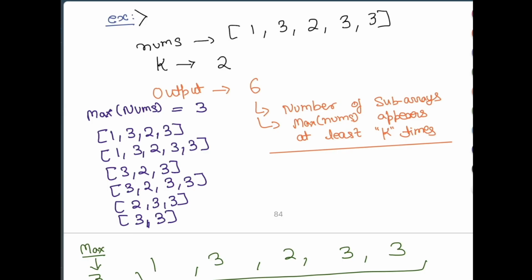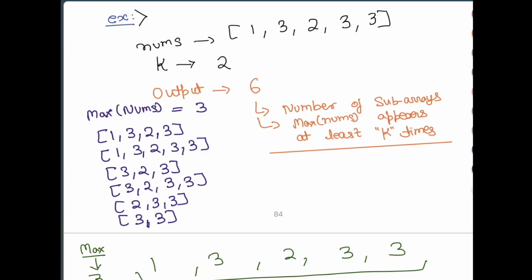You need to solve it with brute force. So you will have to generate all the subarrays in your given array, and in each subarray you will have to check how many times this number 3, or the maximum number, appears in your subarray. If it appears at least 2 times or at least k times, then you will count it. And the best you can do in brute force is O of n square time complexity.